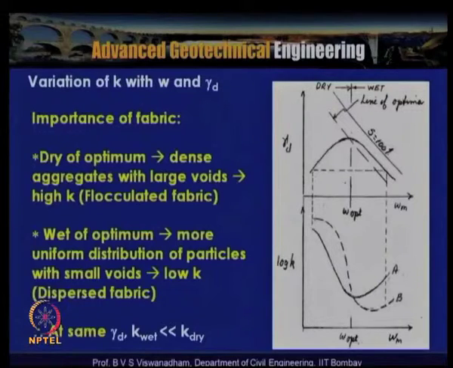At the same gamma d, that is the dry unit weight, you can notice that the permeability of the wet clay is less than the permeability of the dry clay. So that is the reason why for certain types of applications, especially for constructing clay barriers, it is advised to compact the clay towards the wet side of optimum, because the permeability will be less. It is not the strength of the soil which is important, the soil having the target permeability is important.